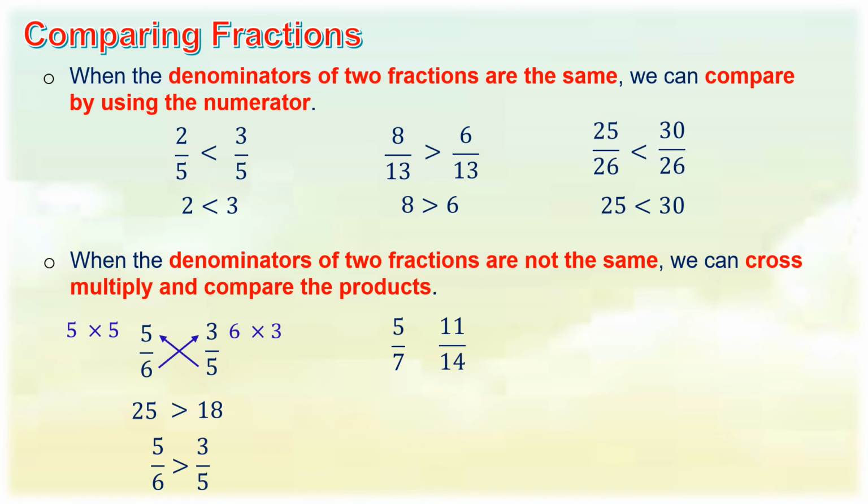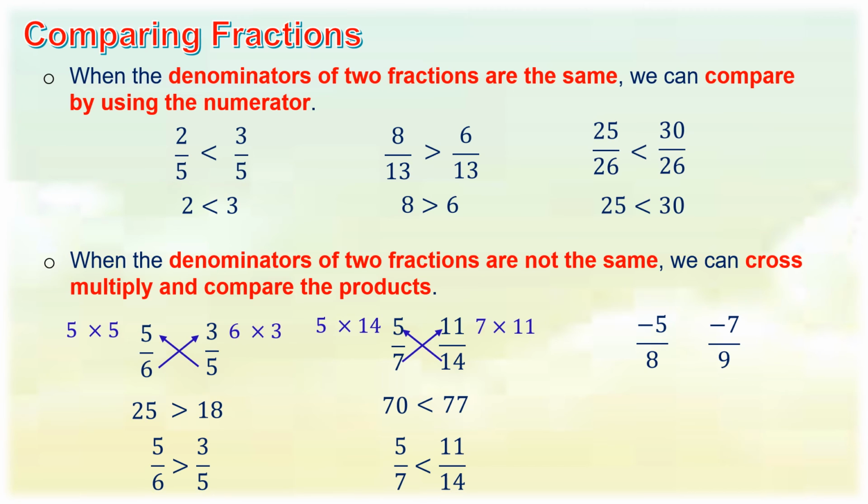Now let us have 5 over 7 and 11 over 14. In here, if we are going to cross multiply 5 times 14, it would be equal to 70. And 7 times 11 is equal to 77. Since 70 is less than 77, we therefore conclude that 5 over 7 is less than 11 over 14.